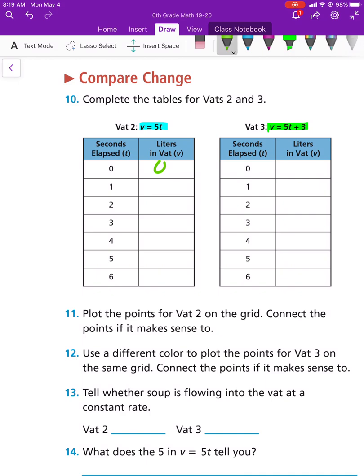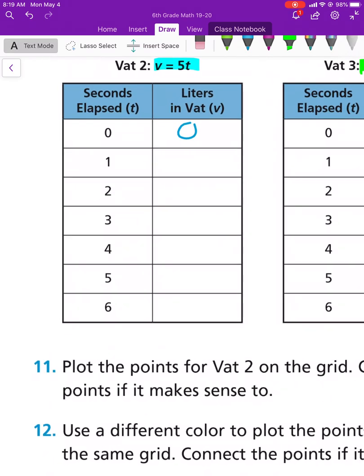So over here, 0 is obviously going to be 0, but if I plug in 0 here for this t, that's 5 times 0 plus 3. So it will start with 3. Whoops. You see that? Okay, let's go back over here. Let's do these in blue. And I'm going to zoom in so I can write easier.